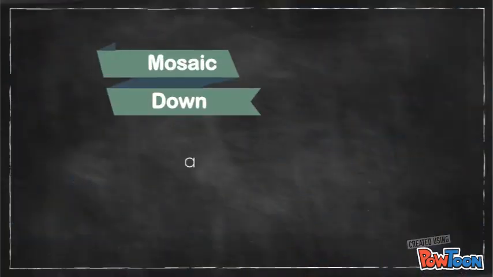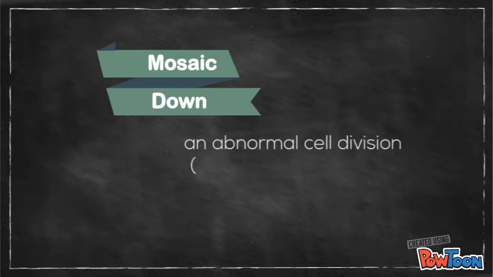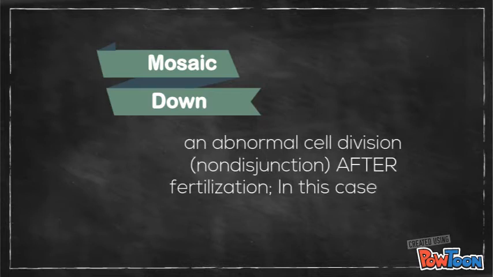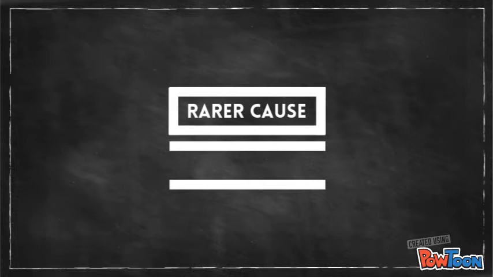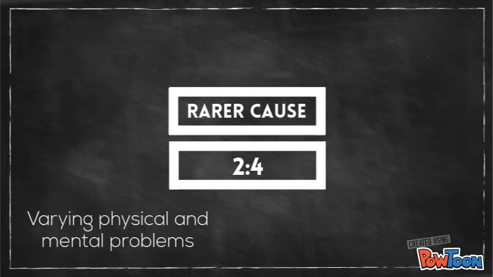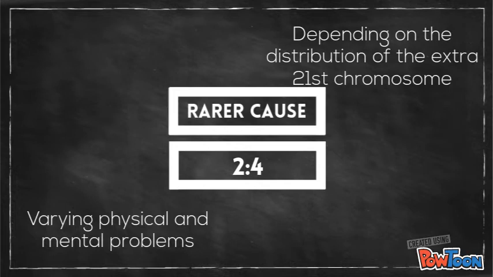Mosaic Down, an abnormal cell division, non-disjunction after fertilization. In this case, it is during mitosis. Mosaic trisomy 21 is a much rarer cause of Down syndrome, occurring only in approximately 2 to 4% of live births, with varying physical and mental problems depending on the distribution of the extra 21st chromosome among body cells.